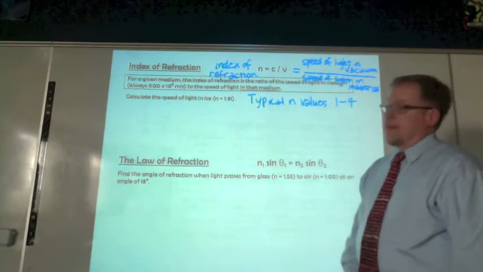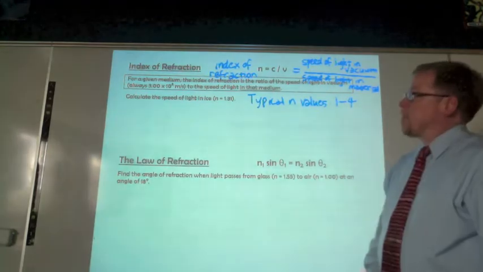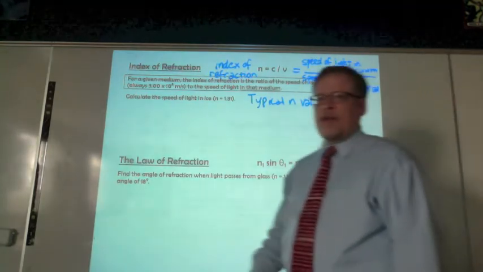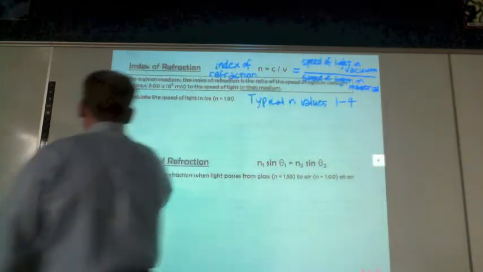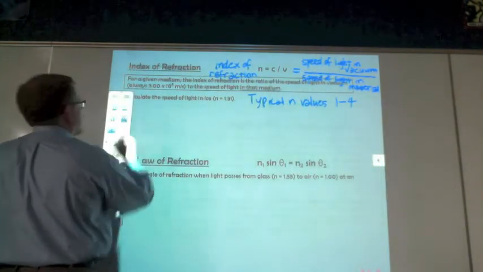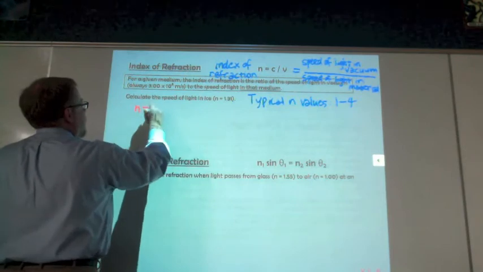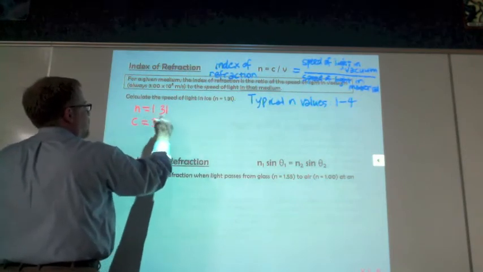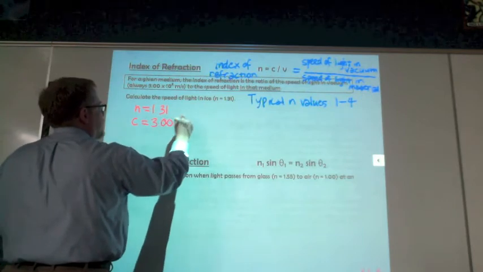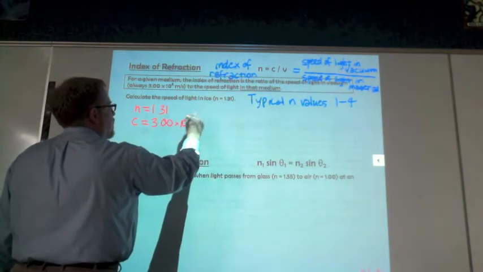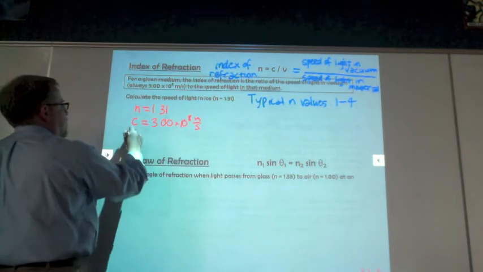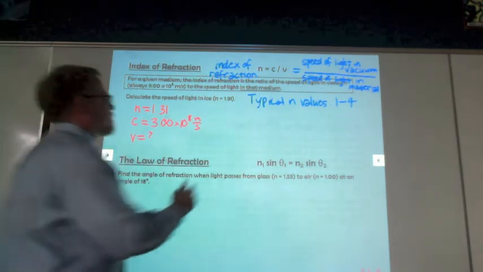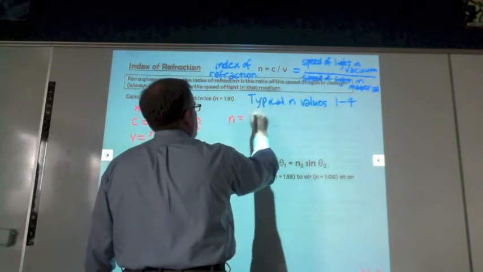Well, let's get down to an actual calculation here. In this particular problem, we're asked to find the speed of light in ice. So let's write down our equation. Actually, let's write down our given information first. N equals 1.31 for ice. C always equals 3 times 10 to the 8th meters per second, a value I will give you. And v is the unknown quantity here. What is the speed of light in ice?